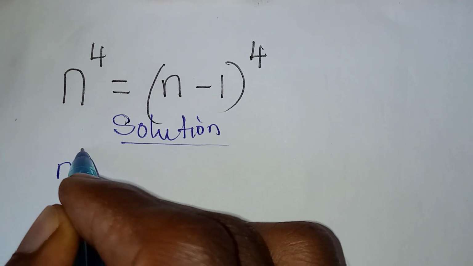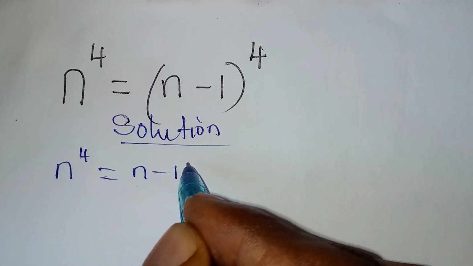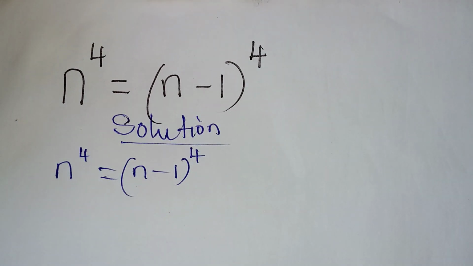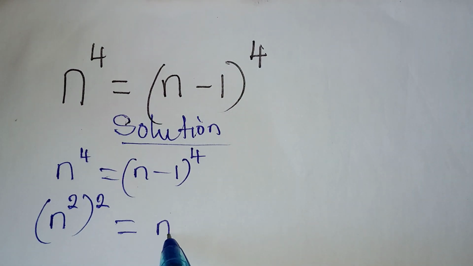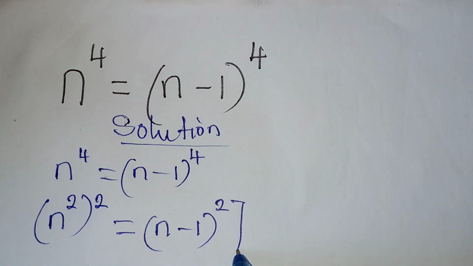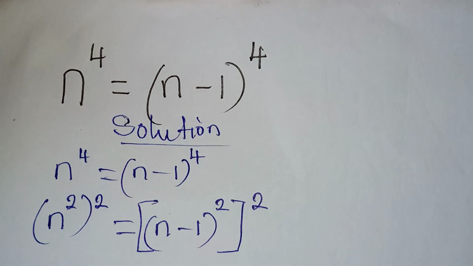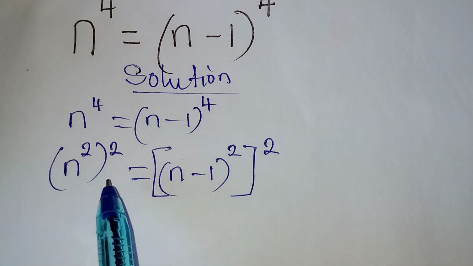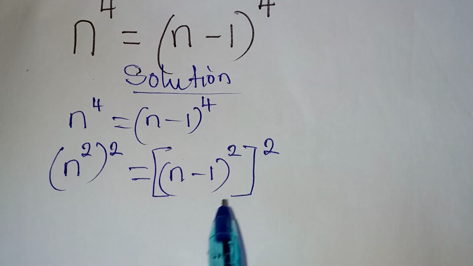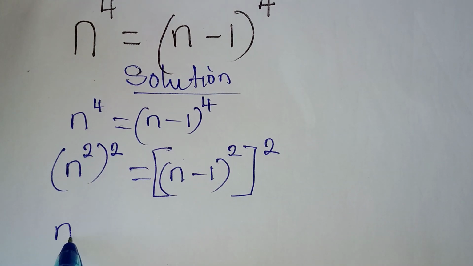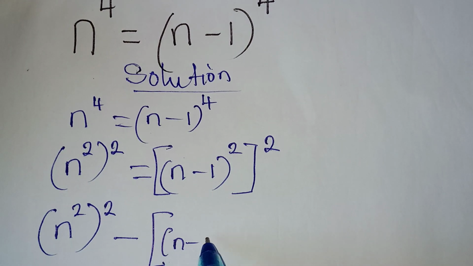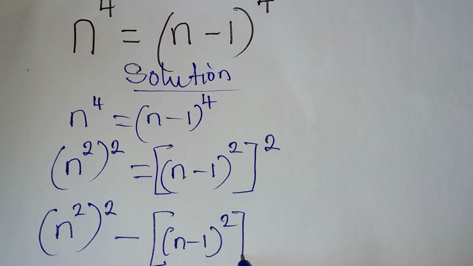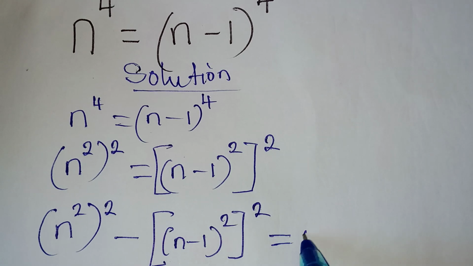Okay, so we have n to the power of 4 equal to n minus 1 to the power of 4. Now, what I want to do is to break it down into n to the power of 2 squared, and this will now be equal to n minus 1 to the power of 2 raised to the power of 2. This is because if you were to open this bracket, you will also multiply the powers. Then I want to take everything to the left, so I have n squared to the power of 2 minus n minus 1 squared, to the power of 2. This will now be equal to 0.